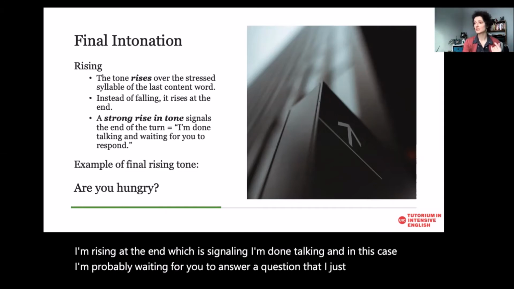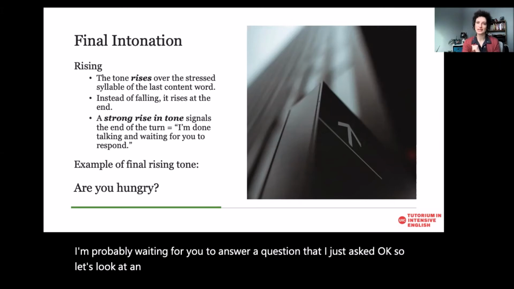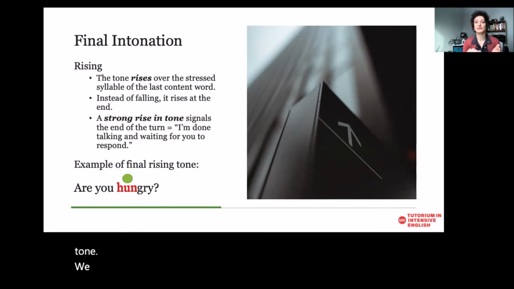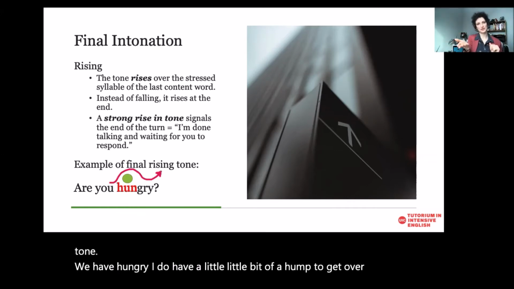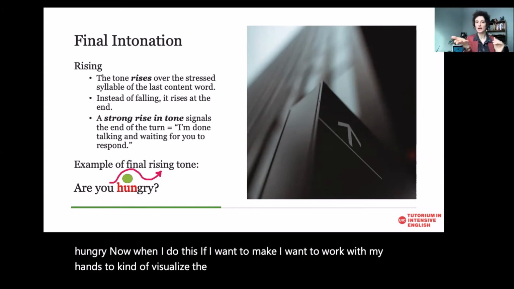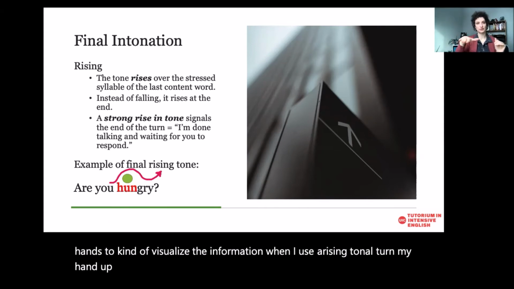Okay, so let's look at an example. I just took that last sentence and made it into a question. Are you hungry? You can hopefully already hear my rising tone. I do have a little bit of a hump to get over with hungry. Now, if I want to work with my hands to visualize the intonation, when I use a rising tone, I'll turn my hand up. When I use a falling tone, I turn my hand down, just to remind my brain which way my voice has to go.